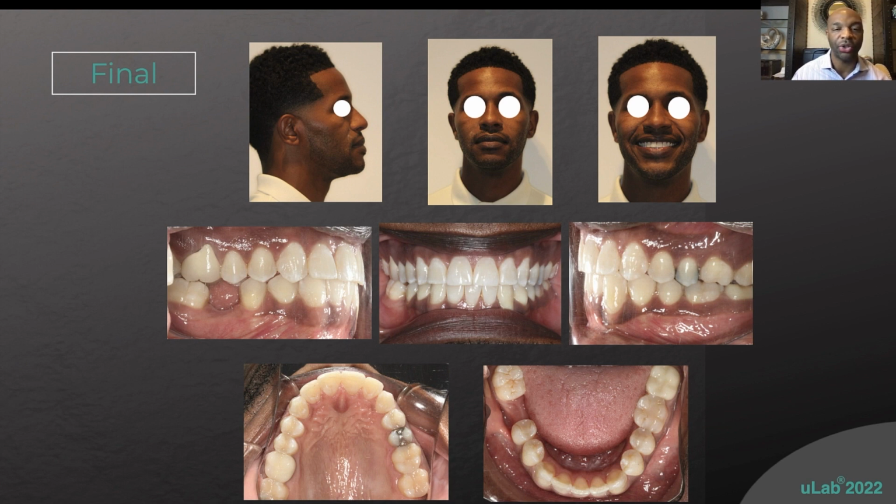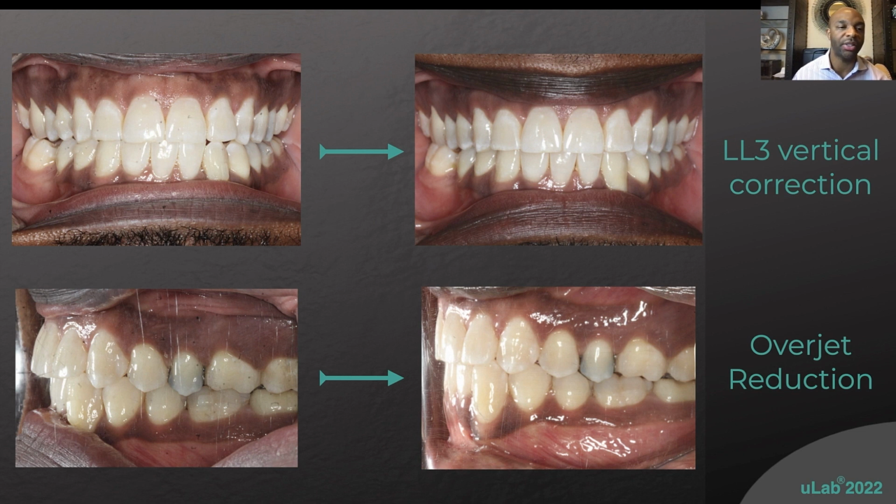And so again, the occlusion is still nice. We were able to extrude that canine and line things up a little bit better. And then this is just a comparison from where we finished with the first set to where we finished with the refinement. So again, if you look at the vertical position of that lower left 3 in that upper left picture and how we were able to extrude it, again, very simplistic way. So I didn't have to tip it out, bring it up, any of that. I just made sure there was no collisions, there was no overlap of the teeth, and I gave the aligner something to grip onto to help with the extrusion.